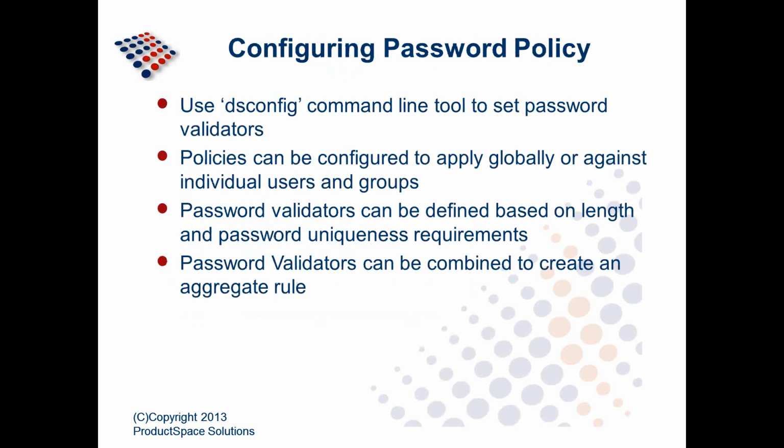Essentially, you set up those rules using the DS config command line tool that comes with the directory server. You can apply the policies either globally, which applies to all user accounts in the directory server, or you could target specific users or groups. Password validators can be defined, as we mentioned earlier, for various categories: for password length, for character uniqueness, or based on history and so on. And then you could aggregate rules by combining different password validators.